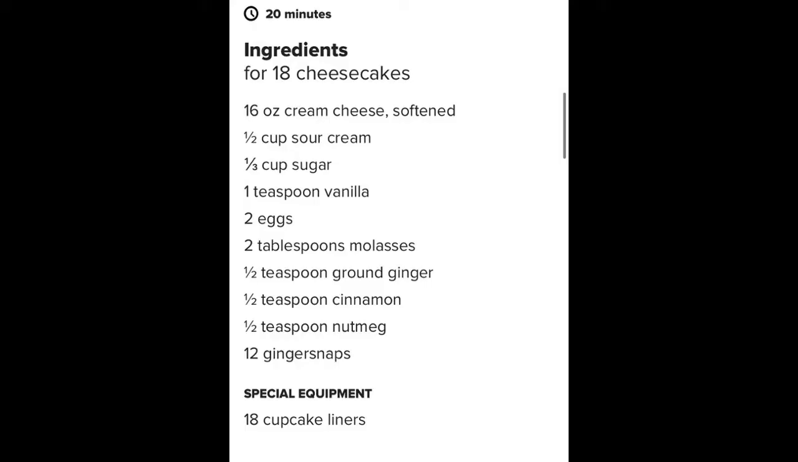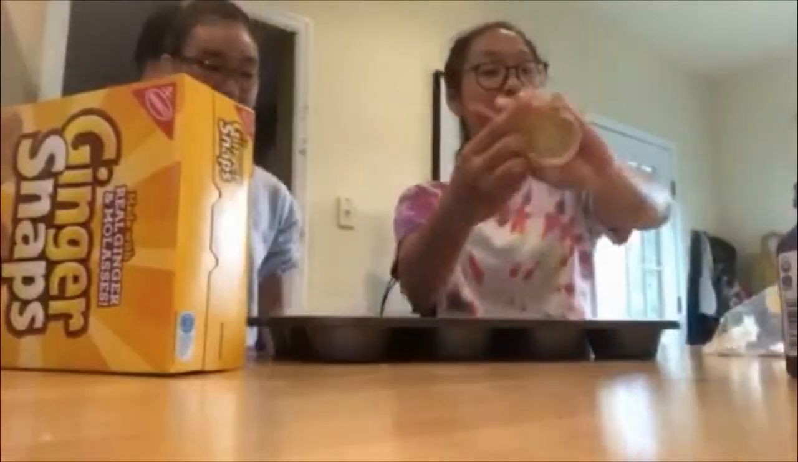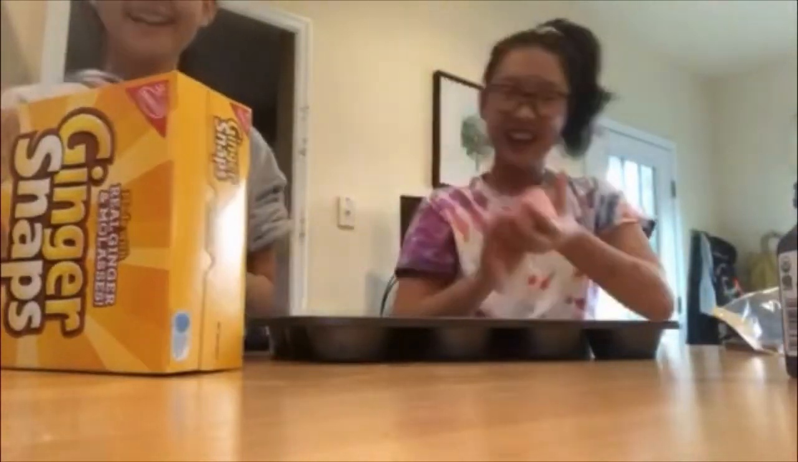Today we are going to be making ginger snap cheesecakes. Place ginger snaps at the bottom of each cupcake liner. They should make 18 cupcakes.